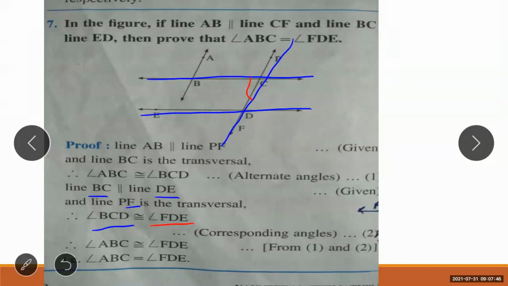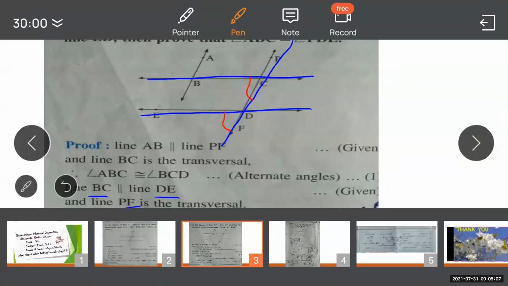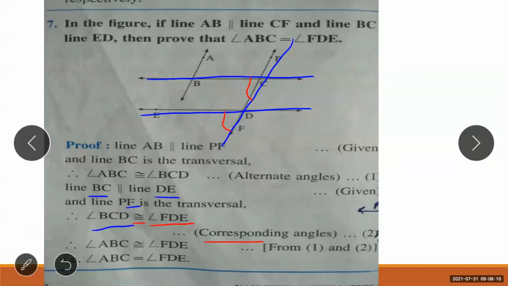So here is FDE. Now see, these two red marked angles, those are corresponding angles. See it in the diagram, those are corresponding angles. So as the corresponding angles are congruent, those are written here as congruent. The symbol in between two angles means congruent. Now this is equation 1 and this one is equation 2.